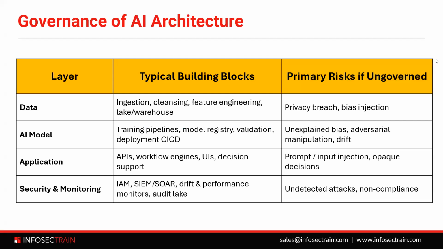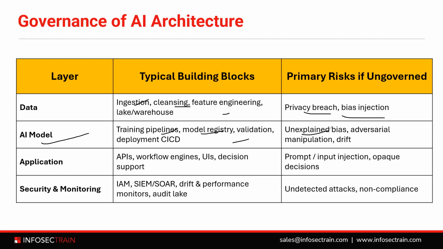On the side of data, the typical building blocks are ingestion, cleansing, and all that. But what is the risk? Privacy breach and bias injection. Agree? Yes or no? Second, when you're talking about models, we work on the pipeline, registry, and validation. What is the risk? Unexplained bias, adversarial manipulation, and, more important, drift.